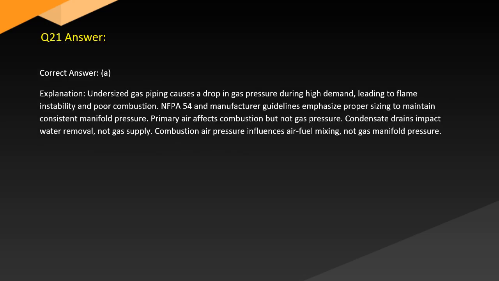Answer. Correct answer: A. Explanation: Undersized gas piping causes a drop in gas pressure during high demand, leading to flame instability and poor combustion. NFPA 54 and manufacturer guidelines emphasize proper sizing to maintain consistent manifold pressure. Primary air affects combustion but not gas pressure. Condensate drains impact water removal, not gas supply. Combustion air pressure influences air-fuel mixing, not gas manifold pressure.